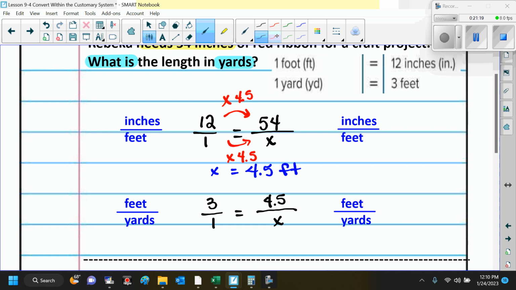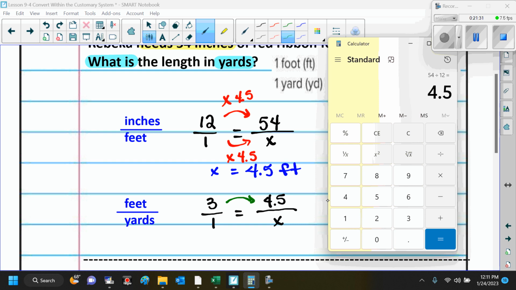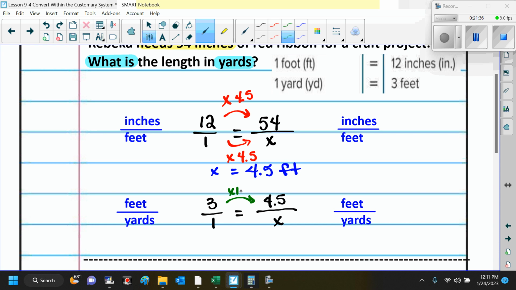All right. So again, I don't know what I'm going to multiply offhand to get from 3 to 4.5, so I'm going to do a division. 4.5 divided by 3 gives me, very good, 1.5. So times 1.5 here, times 1.5 there. So x is equal to 1.5 what? Yards. Very good. Is everybody clear? Yeah.